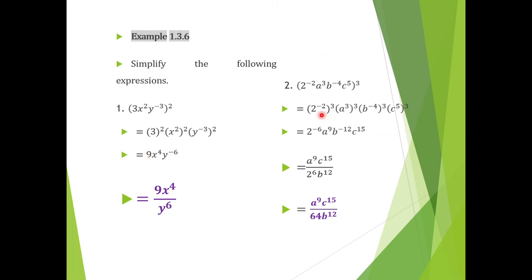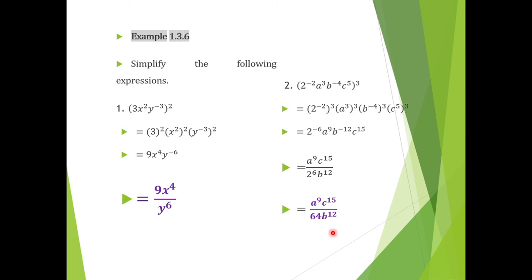So, same thing pa rin. So, negative 2 raised to negative 2 times 3. So, negative 6. A cubed raised to cube, 3 times 3 is 9. Negative 4 times 3 is negative 12. 5 times 3 is 15. So, pag inarrange na natin siya, A9, C15, B12, and then 2 to the negative 6. So, remember, 2 to the 6 is 64. Ayan. So, this will be our final answer.